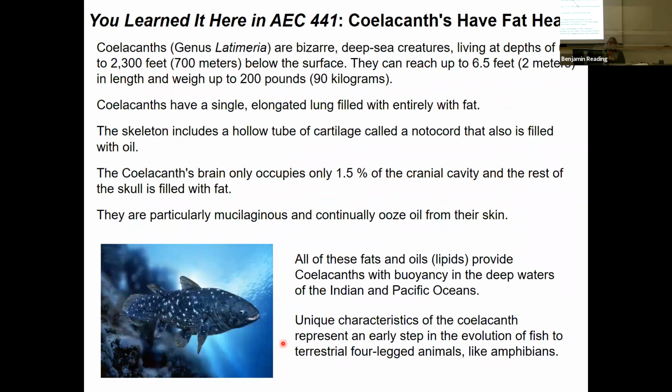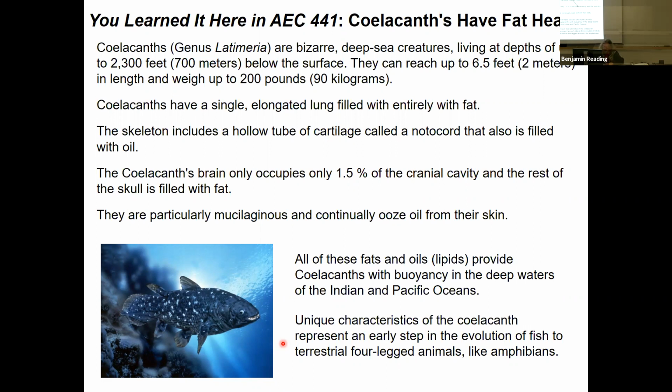So with that, here's a story. You learned it here at AEC 441. Coelacanths have fat heads. They're fat-headed fish. Now, that's not a poke at the fact that they're dim-witted or stupid. They're not. I mean, these things have been around for hundreds of millions of years. They're pretty cool. They do very well.